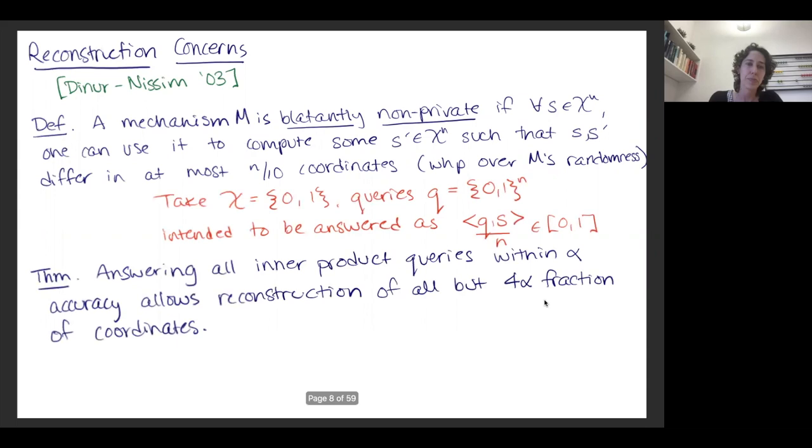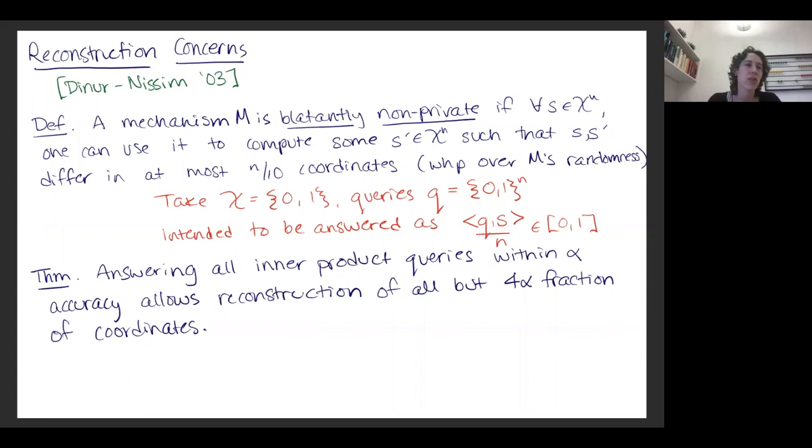In addition, beyond this, the Dinur and Nissim work showed us that it's fundamentally impossible for any mechanism to answer all queries accurately and maintain privacy. For example, imagine that these database elements are just zeros and ones, and queries consist of vectors of zeros and ones of length n. The way you are intended to answer a query is by telling me, of that vector, what fraction of the elements that it highlighted as ones actually were one in the database. We'll call these inner product queries. One of the first theorems in the Dinur and Nissim paper shows that answering all inner product queries to within some alpha accuracy allows you to reconstruct all but a 4-alpha fraction of the coordinates of the underlying data set.